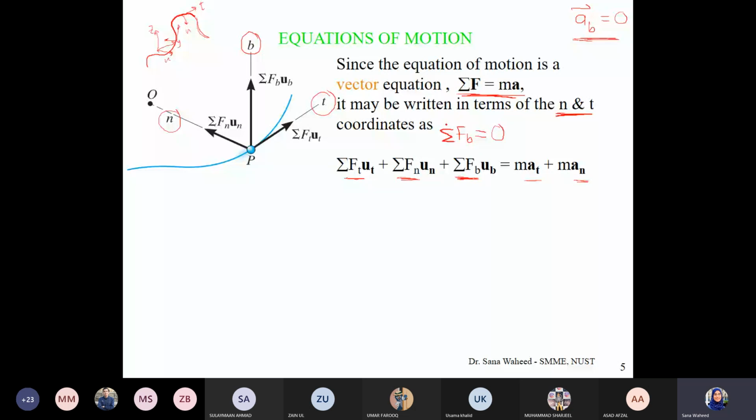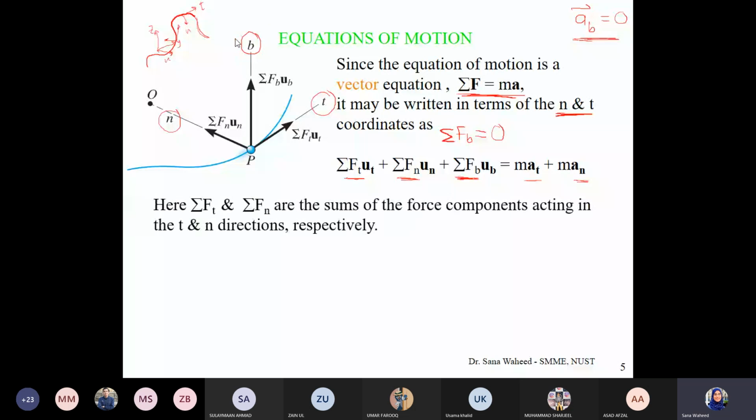Just be careful to note here that these NT and B coordinates are changing their directions at each point on the path, right? So अभी ये मैंने vertically upwards बनाया हुआ था, but if there is 3D motion, then this can be pointing in, it's just perpendicular to N and T. That's what's important. It's not necessarily always vertical, right? Okay.